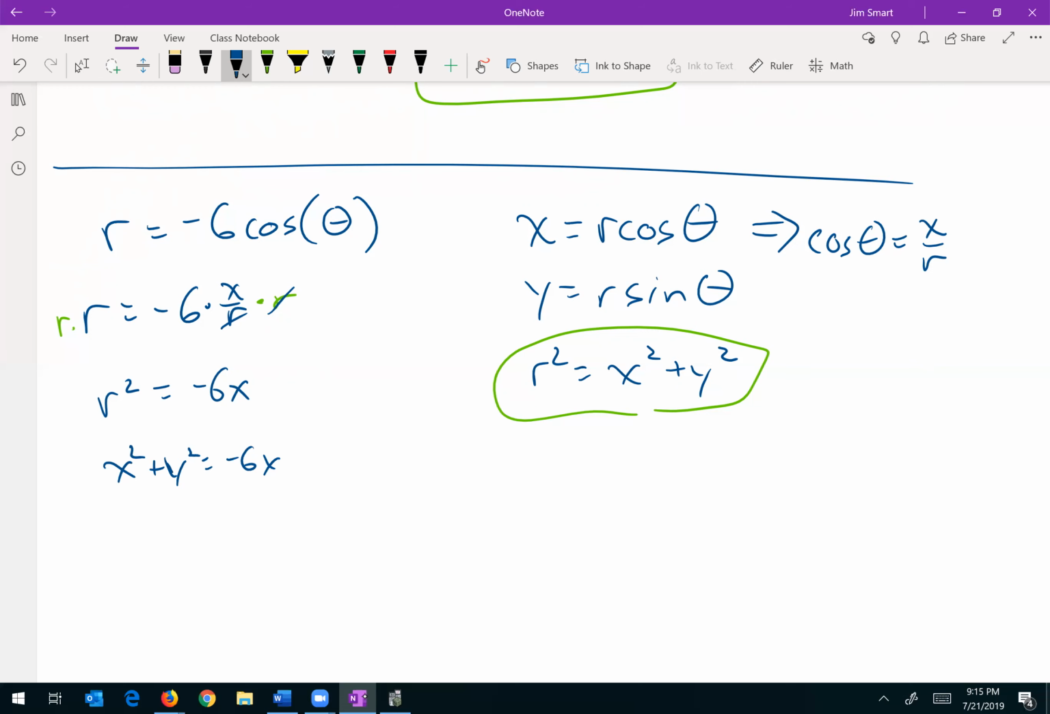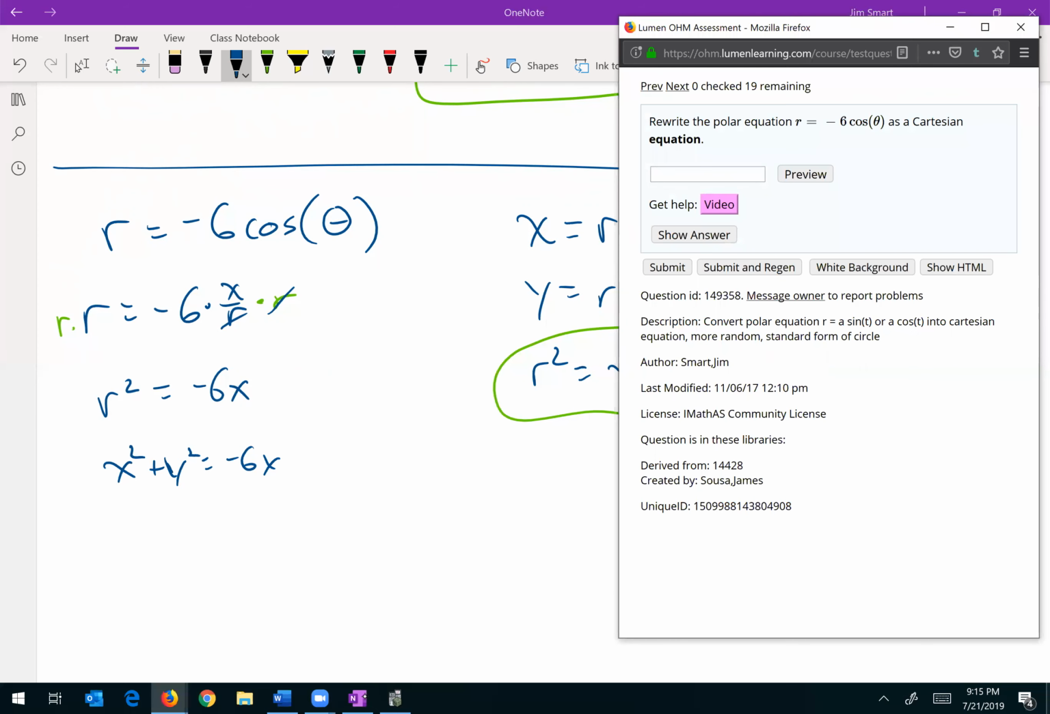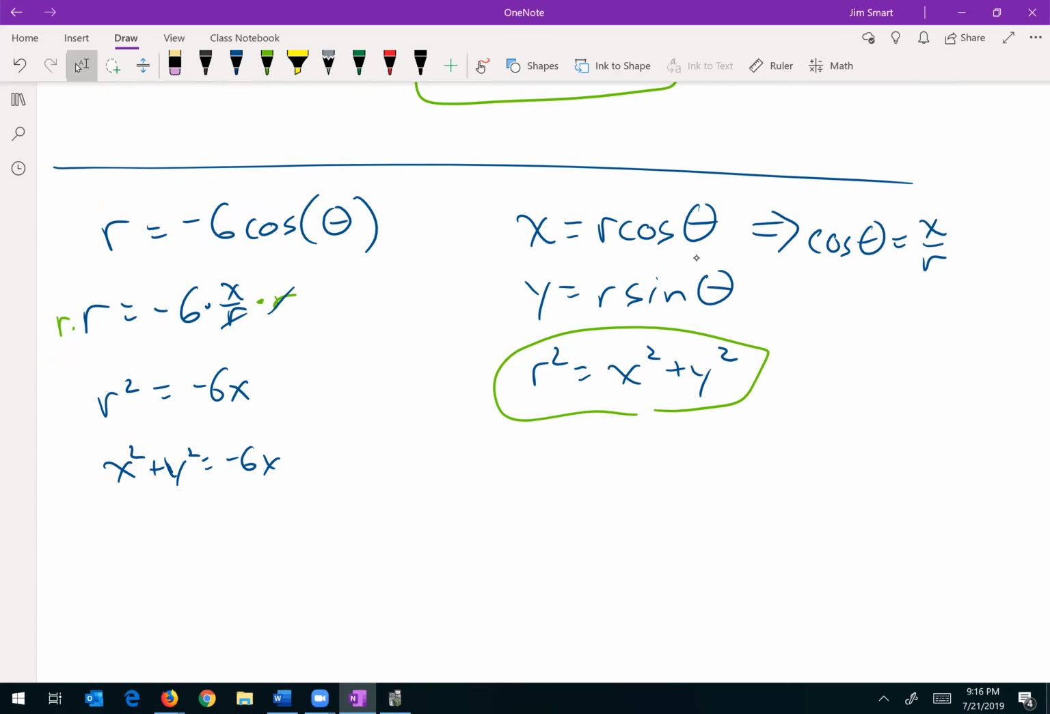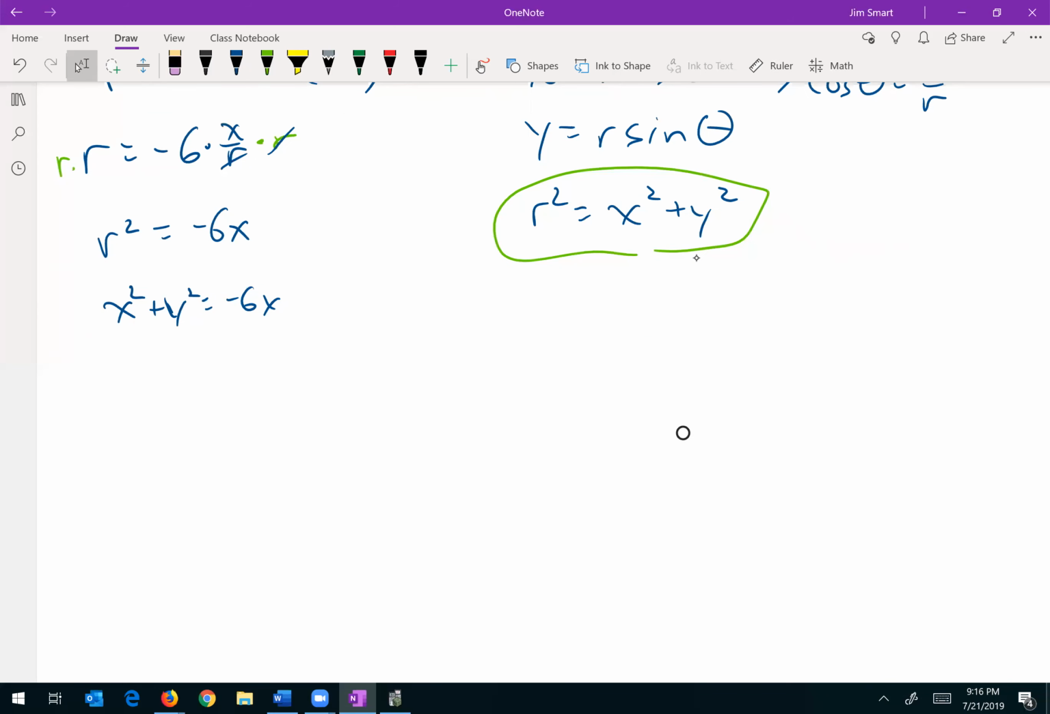But it doesn't ask you that part of it. So let's see here. If we type that, x squared plus y squared equals -6x, it'll give us credit for that. But what it did in this version is it converted it to the circle equation. And you don't have to do that, but just real quickly to show you the idea, we add the 6x to the left-hand side. So you have x squared plus 6x plus y squared equals 0.